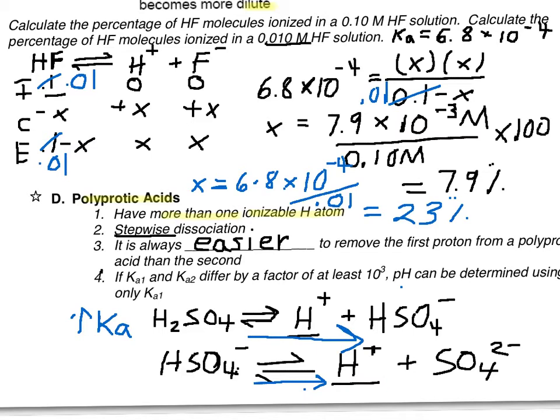So the two Ka values are going to usually be pretty different. If they differ by a factor of at least 10 to the third power, then you can just focus on the first Ka and kind of ignore the second one, because the first one is really the only one that's producing appreciable hydrogens. The second one isn't producing enough to really matter.